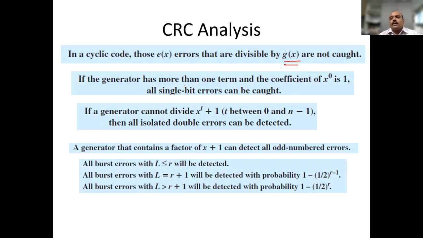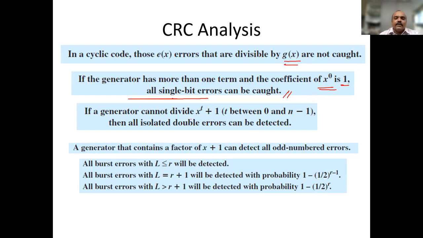The second one: we observed two kinds of errors, single bit errors and multi-bit burst errors. With respect to single bit errors, if a generator has more than one term, like the example we took, x3 plus x plus 1, so there is more than one term, and the coefficient of x0 is 1, then we can catch all the single bit errors. It should be more than one term. In the single bit errors, we are able to detect them very easily in the CRC.